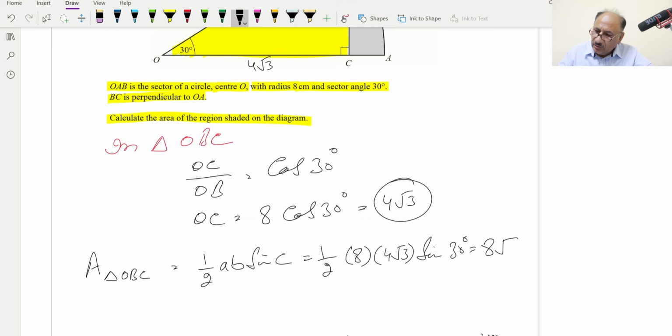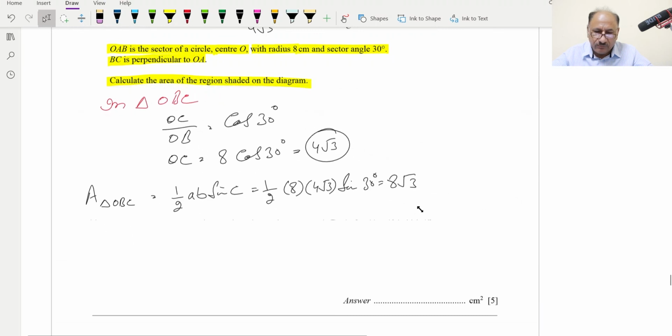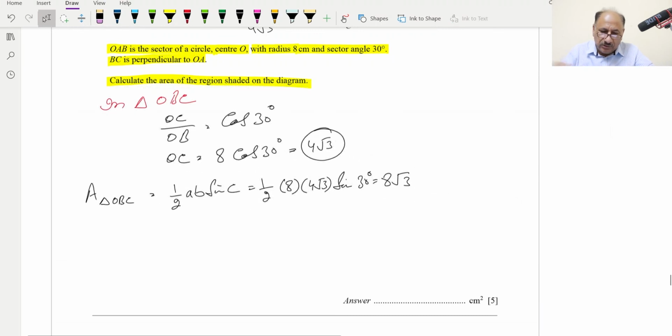So 8 under root 3, this is basically the area of the triangle. Now we can find area of the sector. I will reduce this a little size so that we can get a space for this working. So now we can find area of sector. Area of sector will be equal to what? Area of sector is equal to theta over 360 into pi r squared.